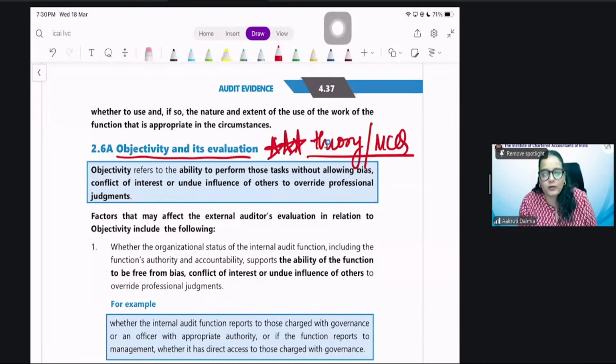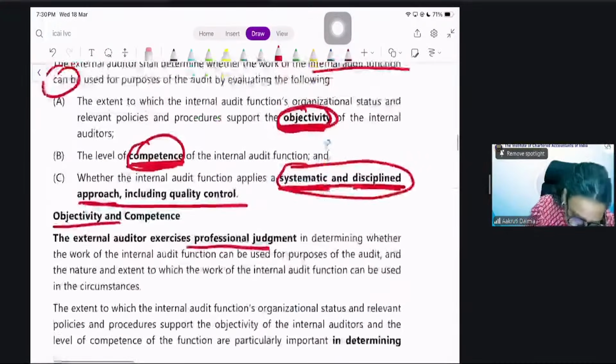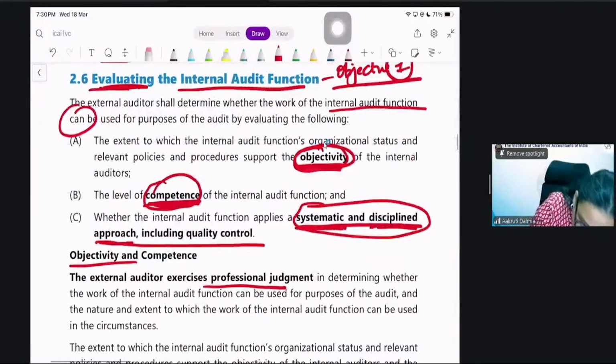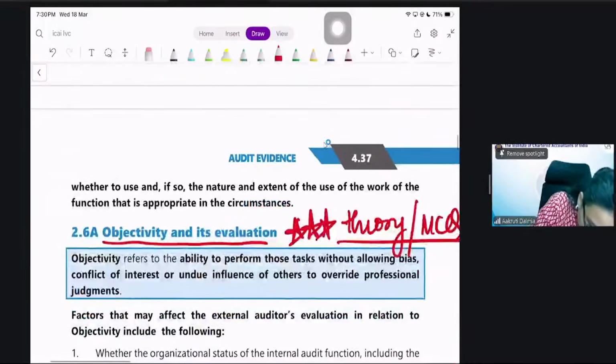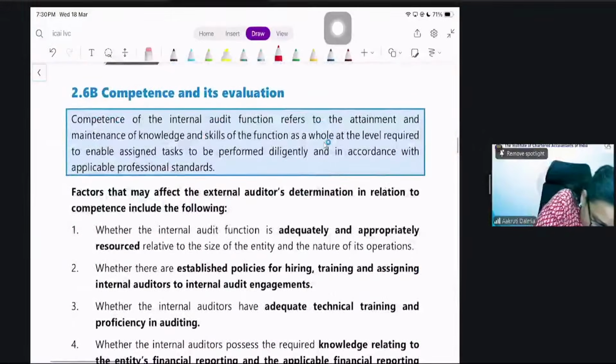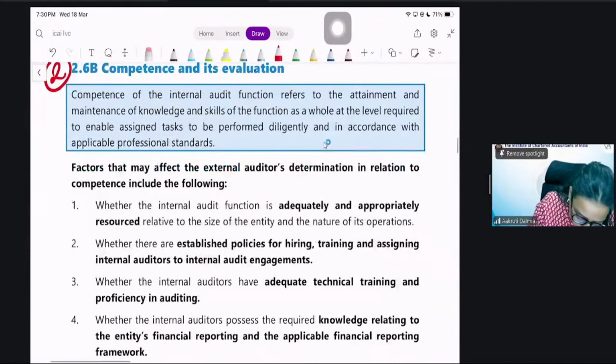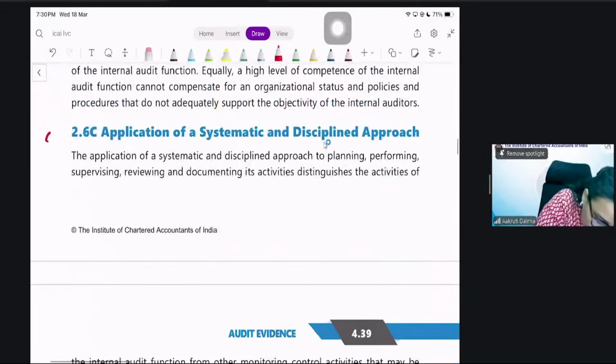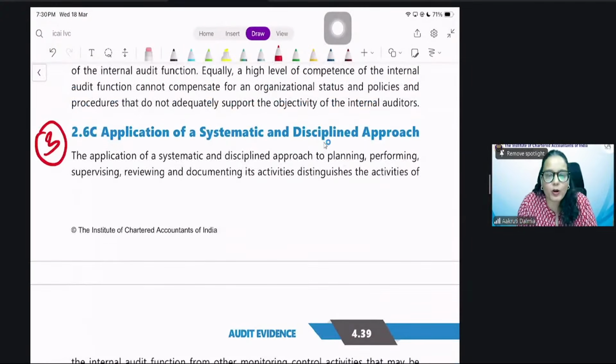How to check objectivity? Please mark this as important. So now you studied this, right? Objectivity, competence, and systematic. Now you will study objectivity: how to check objectivity, how to check competence, and how to check disciplined approach. Now do you understand what we are studying?